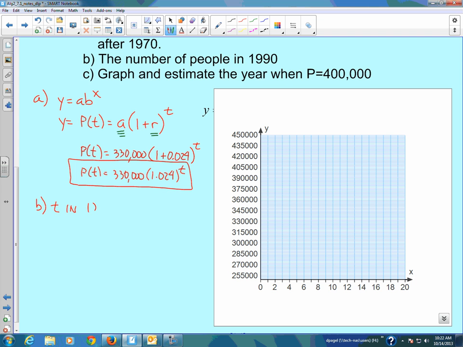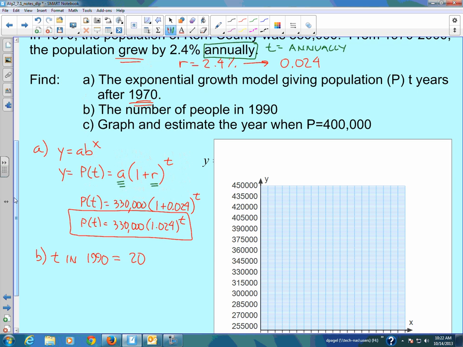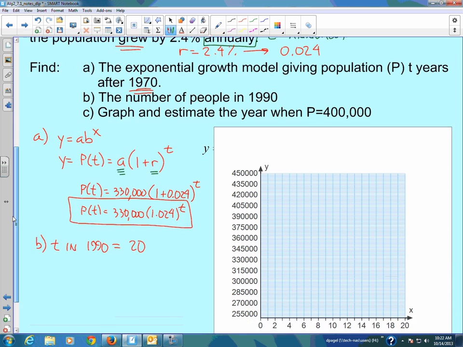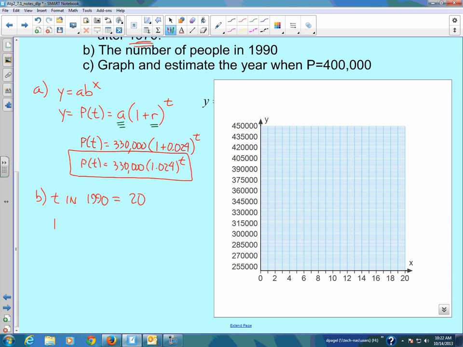t in 1990 would actually equal 20. How did I get that? Well, we started in 1970, and we are 20 years out from 1970. So now I can plug in a value of t. I don't actually put the 1990 in there. I talk about the number of time periods, and there are 20 one-year time periods between 1970 and 1990. So now I'm going to find my answer by doing P of 20, and now raising to the 20th power here.